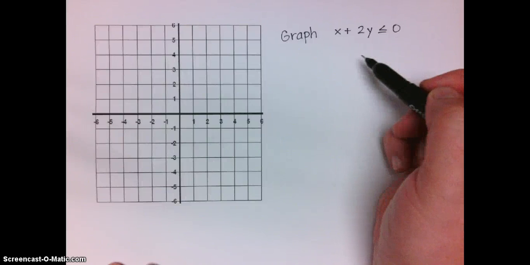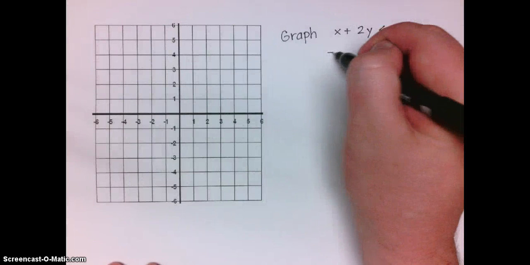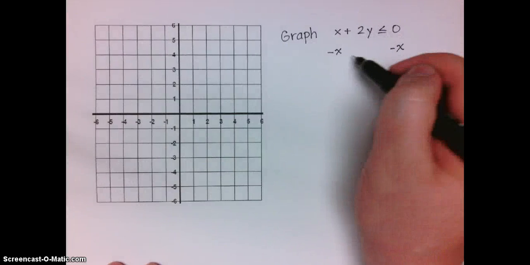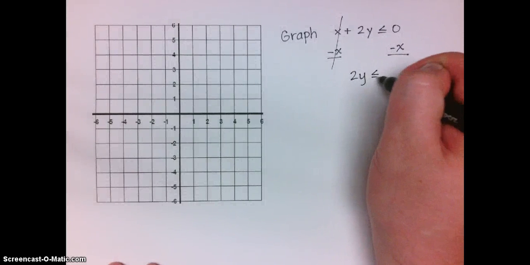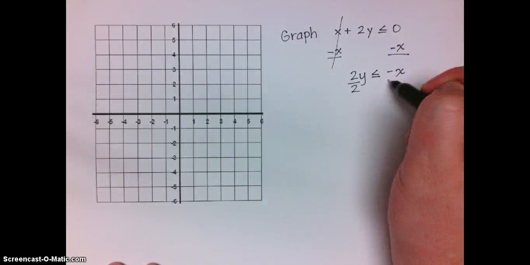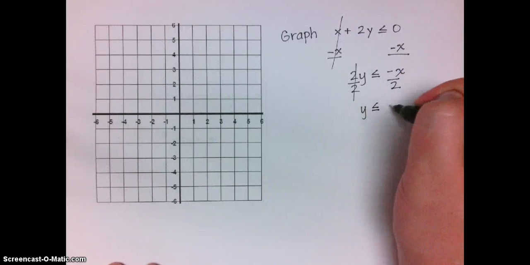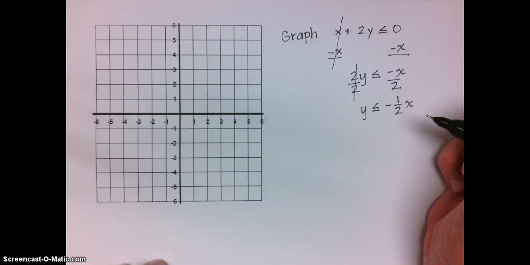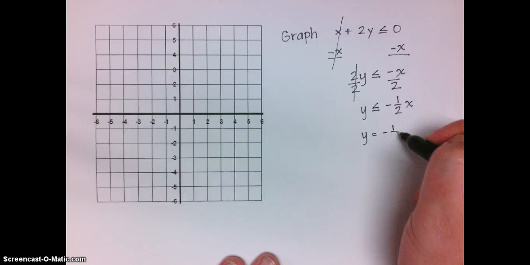Now this is not written in slope-intercept form, so I'm going to do that myself first. It just will help me to find the slope and to find the y-intercept. So I'm going to subtract x on both sides. And that's going to leave me with 2y is less than or equal to negative x. I still want the y by itself, so I'm going to divide both sides by 2. And now I'm left with y is less than or equal to negative 1/2 x. So I've rewritten it in slope-intercept form. I'm going to pretend like it's y is equal to negative 1/2 x.